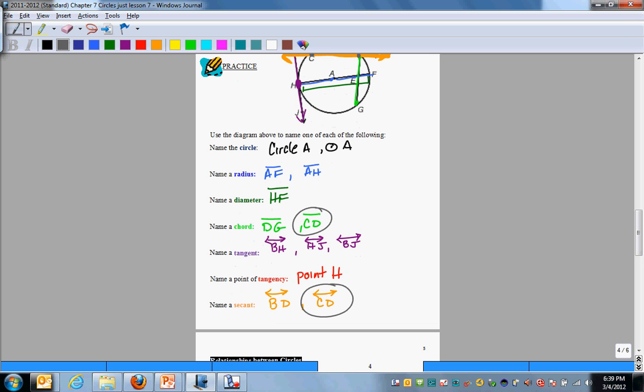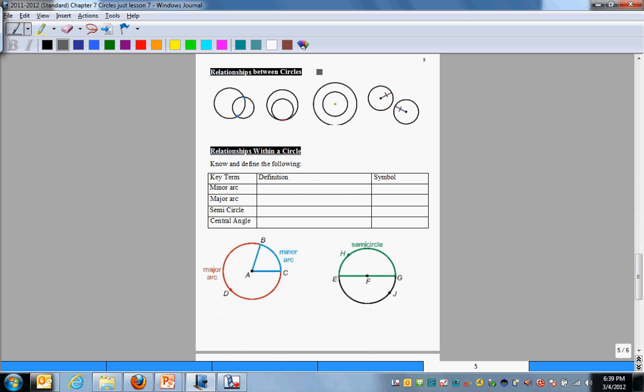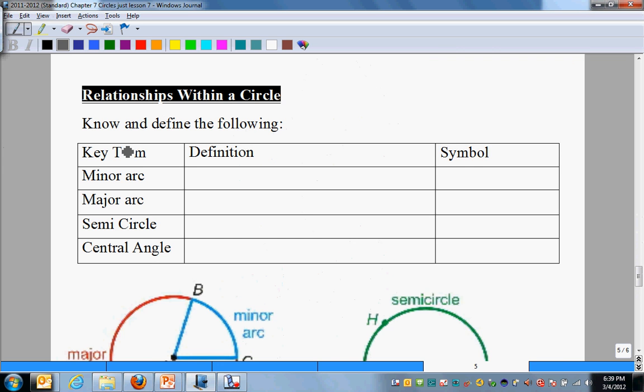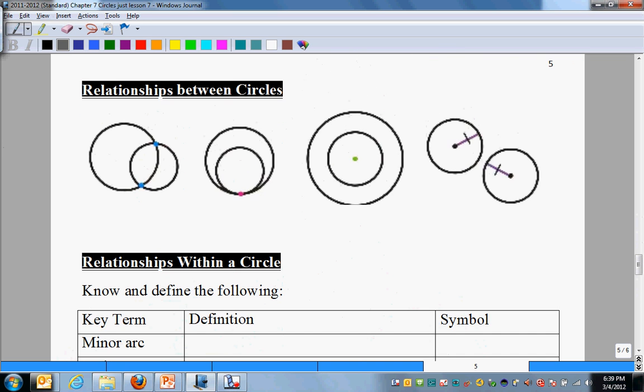Let's talk about some additional terminology. There are relationships between circles that you should be familiar with. There are 4 of them. Circles intersect. This would show intersecting circles. So we would call this a point of intersection.